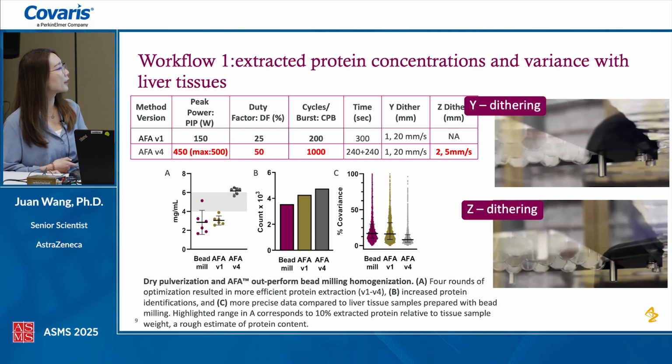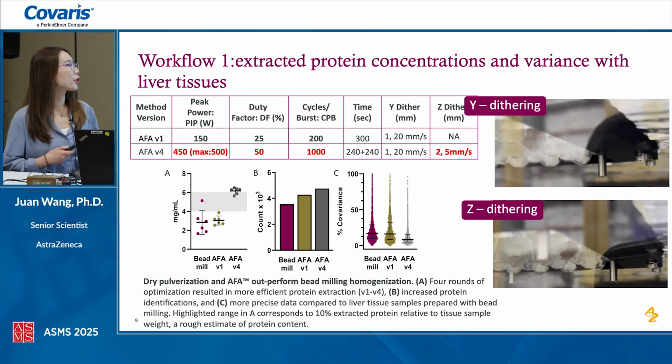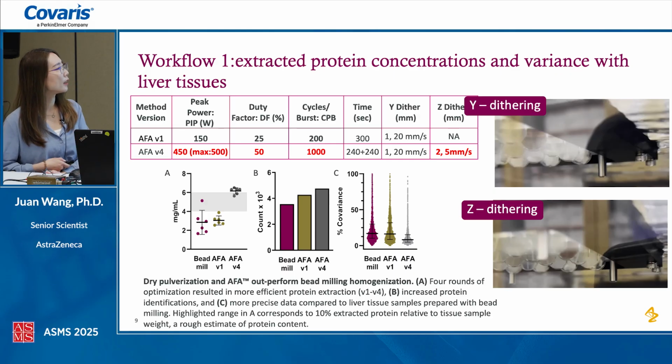And we also compared the identification of the protein. We also see increased identification with version 4. And we also compared the CV, the variance. Version 4 gave us more precise data compared to the bead mill and AFA version 1. So it gave us really good data quality under this condition. This version 4 is 450 for the PIP and 50 for the duty factor, and the CPB is 1000.